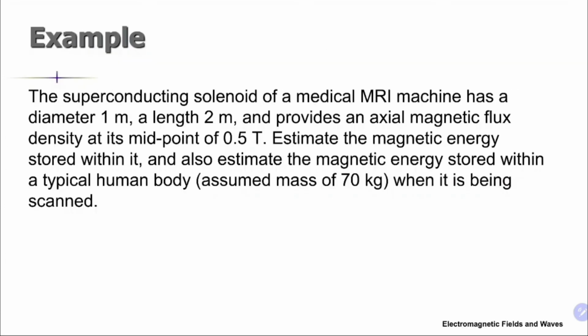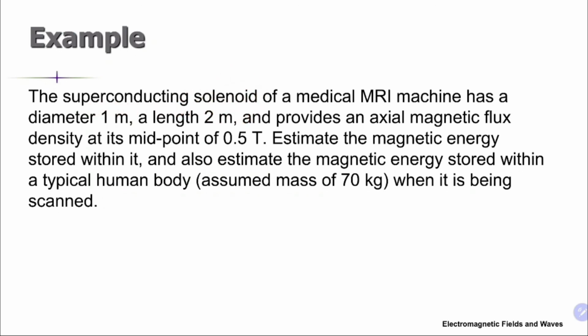studied. Okay, another example: the superconducting solenoid of a medical MRI machine has a diameter of 1 meter and a length of 2 meters. You know what MRI is? Magnetic resonance imaging. Okay, the thing you use in hospital, you put a person into it. So this is an alternative to your X-ray. It's generated through magnetic resonance. So you can ignore the superconducting part, just think of it as a solenoid.